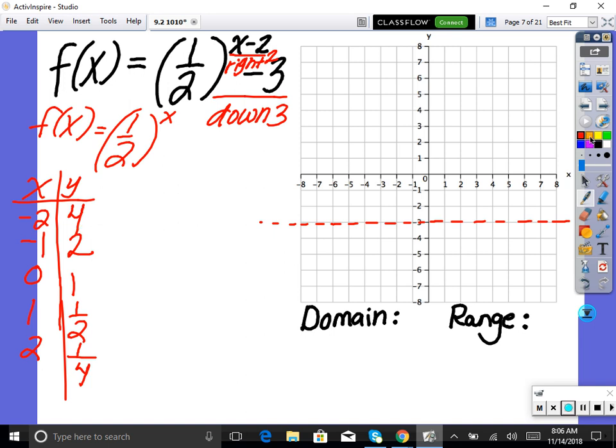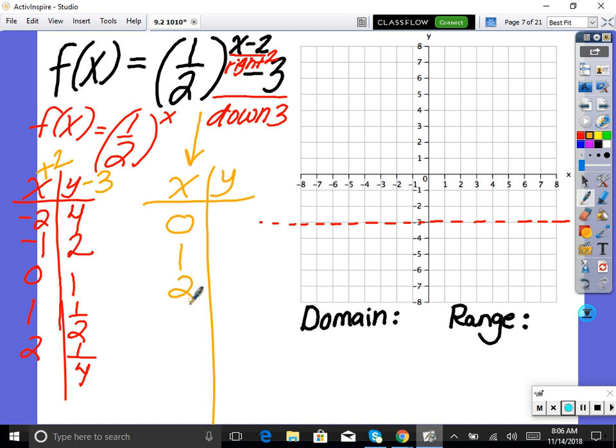Let's create the shifts now. Right 2 means we would add 2 to our x's, and then down 3 means we'll subtract 3. So these xy points are officially this. -2 plus 2 is? -1 plus 2 is 1. 0 plus 2 is 2, right? 1 plus 2 is 3. 2 plus 2 is 4. Great, there's our new x points. 4 minus 3 is 1. 2 minus 3 is -1. 1 minus 3 is -2, isn't it?